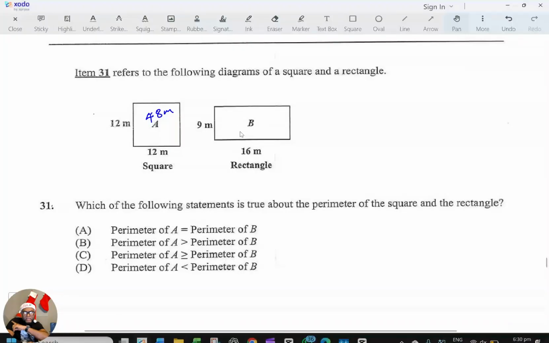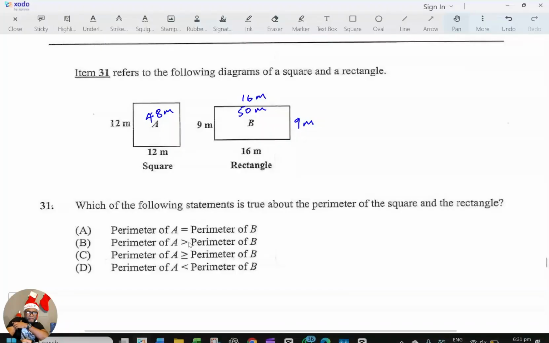Wait, I forgot to put the other 9. You have to put in this, bro. So 16 and 16 is 32. 32 and 18 would be 40, 50. Yeah, 50 meters, right? Okay?